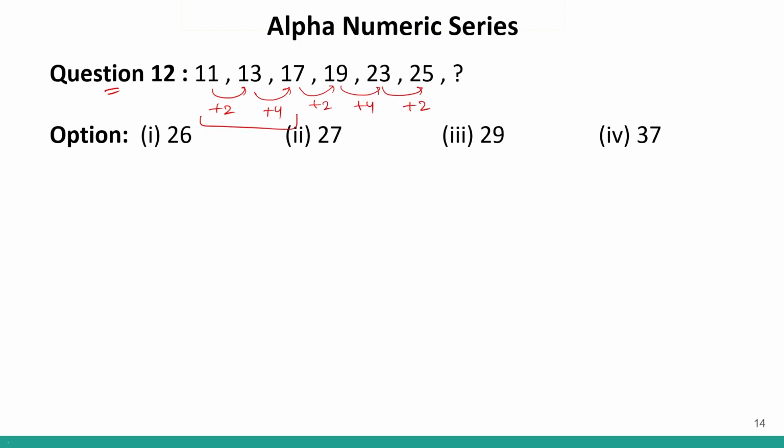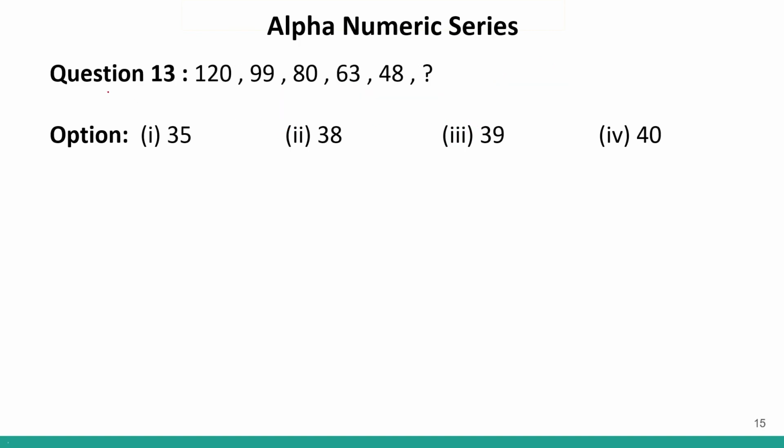So this again is an addition of 2. So I can see a repeating pattern. Correct? Plus 2, plus 4. Plus 2, plus 4. So the next one will be plus 2, plus 4. So if I add 25 and 4 together, I'll get 29. 29 will be my answer, which is given in option number 3. So option number 3 will be the correct answer to this question.